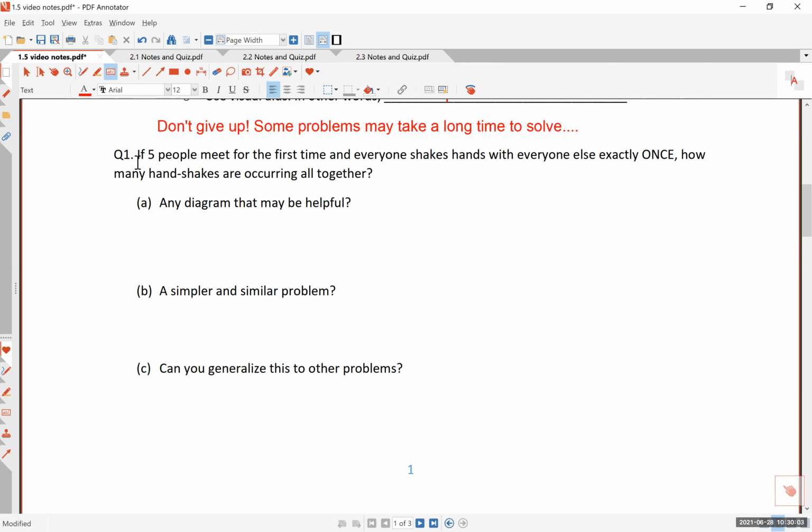Question number one. If 5 people meet together for the first time and everybody shakes hands, let's say this is pre-pandemic, so everybody shakes hands with everybody else exactly once. Get the picture here? 5 people meet together for the first time, and they all shake hands, but only once, right? How many handshakes are occurring altogether?